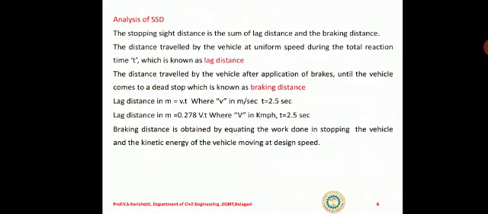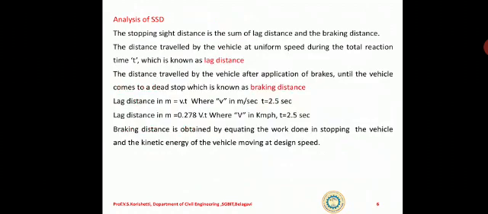The last one is frictional resistance between road and tires, which depends upon the coefficient of friction, that is f, between road and tire. IRC has suggested values of f between 0.35 and 0.4 depending upon the design speed. As the value of f decreases, the braking distance increases.